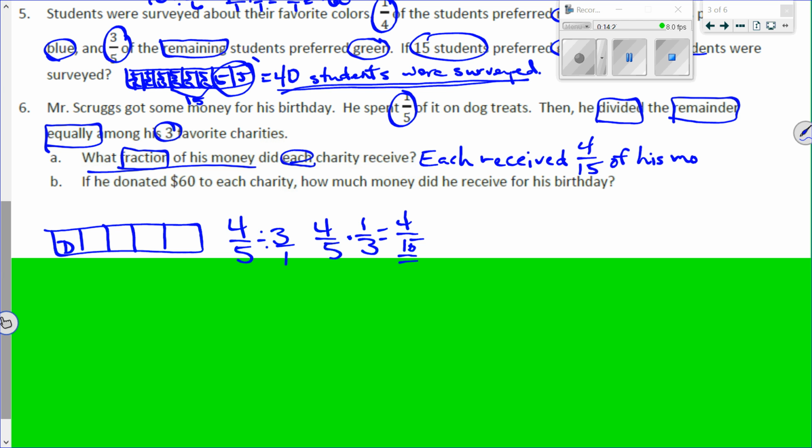Yeah, you did it wrong. It's kind of hard for them to get 3 times what he received. I was going to do the 4/15, I'm like, wait.